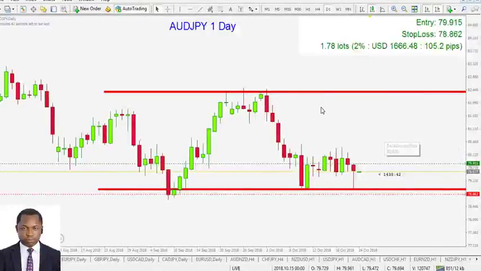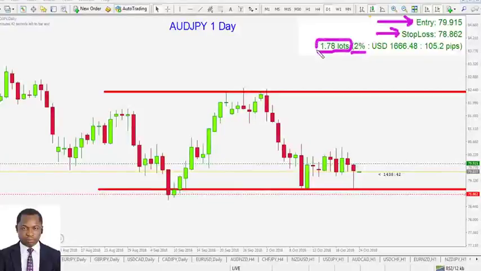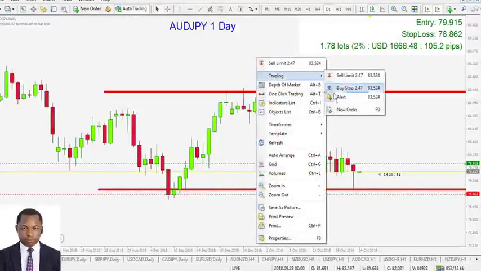Let's continue. So I'm going to place my order. It's a buy stop order. It's a buy stop order at this level right here. That would be my stop loss. I am risking 2%, and this is the recommended lot size for this trade. Okay, so I'm just going to place that order.